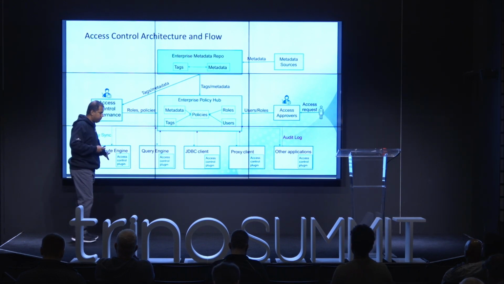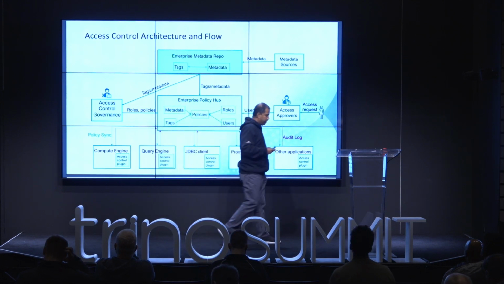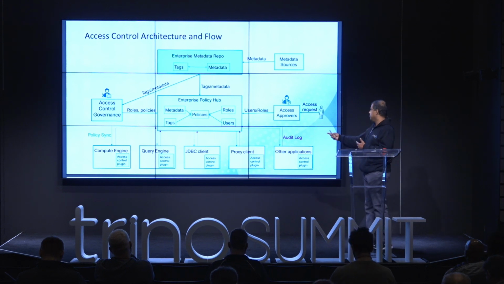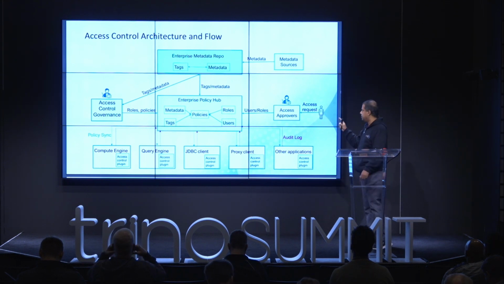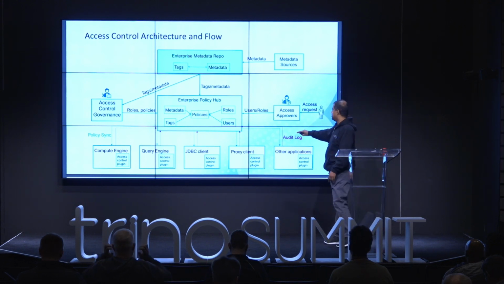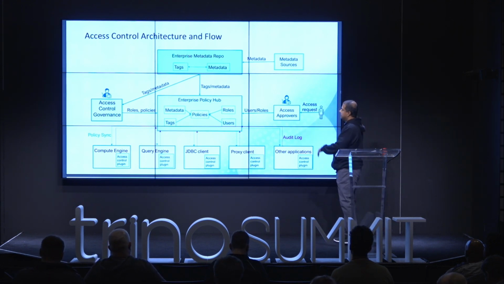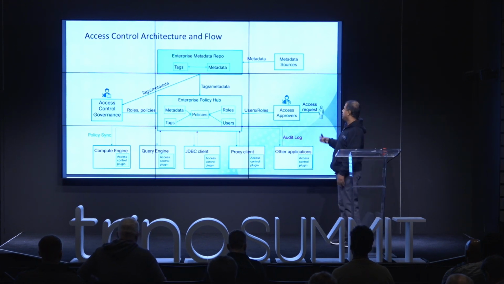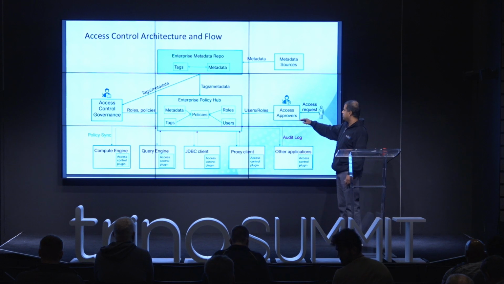And at the bottom here, what we have shown is that the various query engines, compute engines, you name it, any client that has the ability to interact with the policy hub, will get a dump of all the policies, and the policies get applied at this layer. So Trino, for example, is a query engine. It has that plugin that can take all the policies, and the policies get evaluated in that query engine.